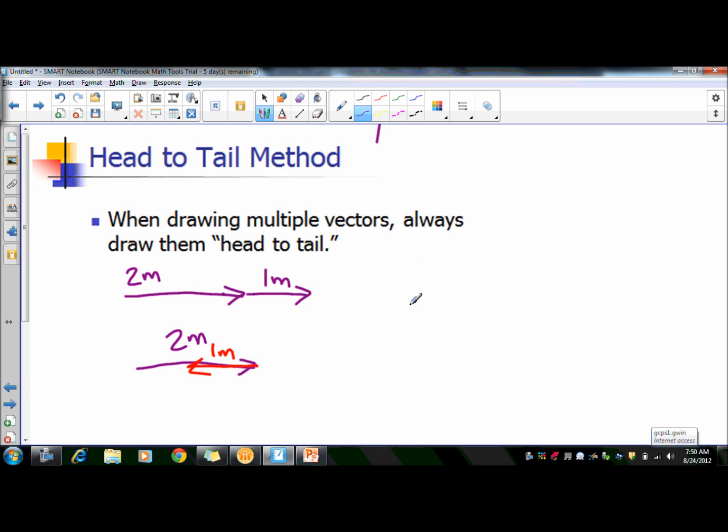What if we had them going in different directions? Let's say we had 2 meters going this way, and then we had 1 meter going south. Again, the head of the first arrow is where we put the tail of the second arrow. And then, of course, if they were going in just random directions, you would still use head to tail. Make sure you draw them like this because it'll indicate your direction much easier, because it matters what direction the arrows are pointing.